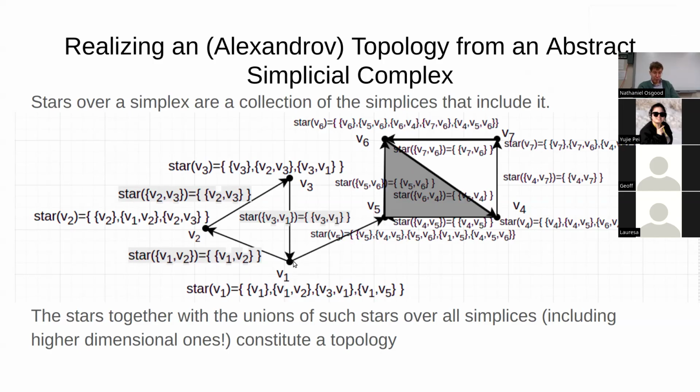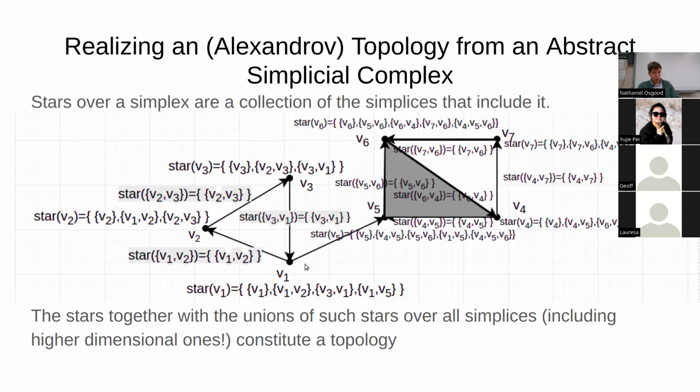So let's take simplex V1. This has as its star V1 itself, because it's included by itself, but also V1, V2, right? Because it's part of that. V1, V3, because it's part of that. V1, V5, because it's part of that, right? And I think you'll remember this for V3 as well. You can just see it, mutatis mutandis.